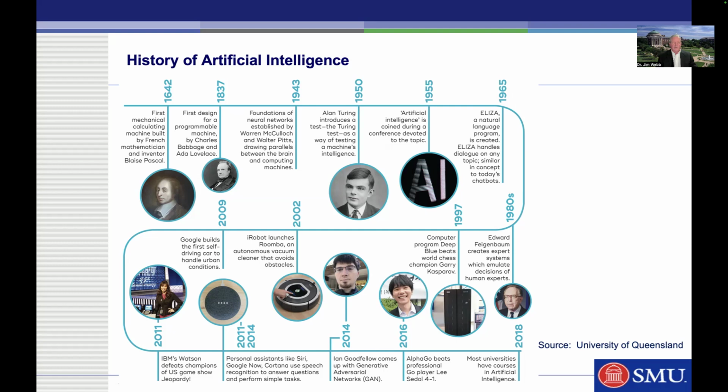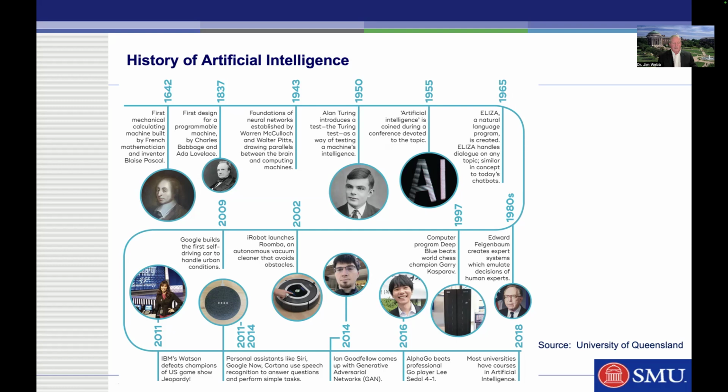2002, iRobot launches Roomba, and many of you may have one. Roomba is a vacuum cleaner that runs around the house and avoids obstacles and remembers where it has been and where it's going and vacuums your house while you sit around and do other things. 2009, Google builds the first self-driving car. Still working on that, but they had a prototype as early as 2009. 2011, IBM's Watson defeats a bunch of Jeopardy champions on the TV game show Jeopardy.